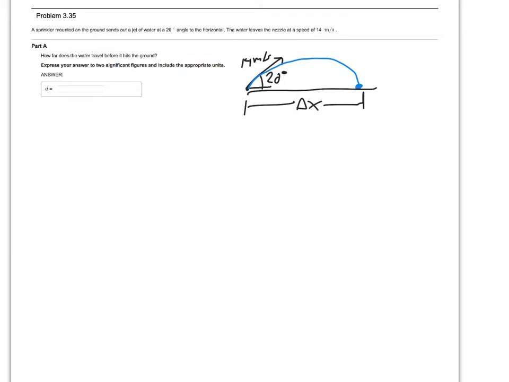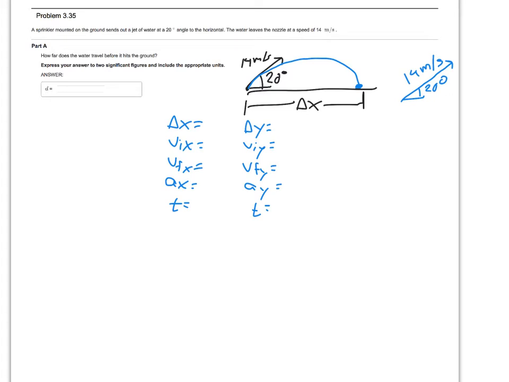So I'm going to go ahead and set up my chart in both the x and y directions. So with my chart, I of course know that my x acceleration is 0, my y is negative 9.8 meters per second squared. I know something about my initial velocity, but this 14 is at an angle, so what I'm going to do is break it up into its x and y components.